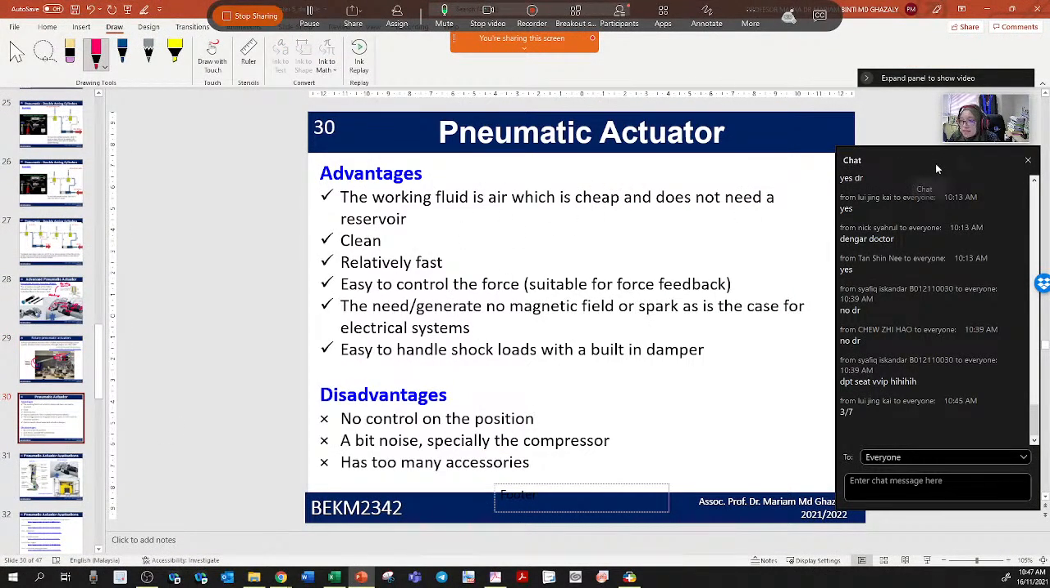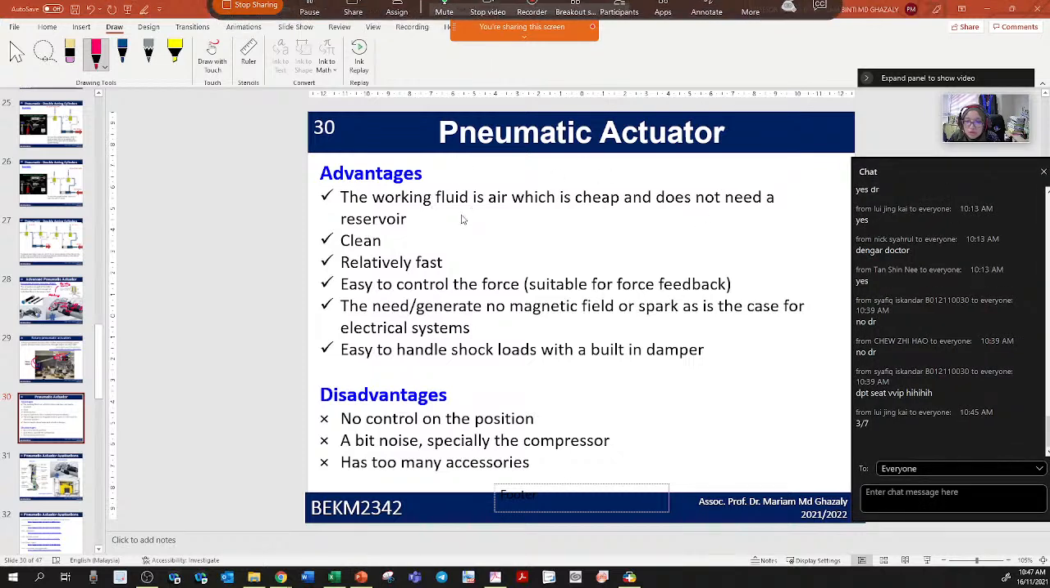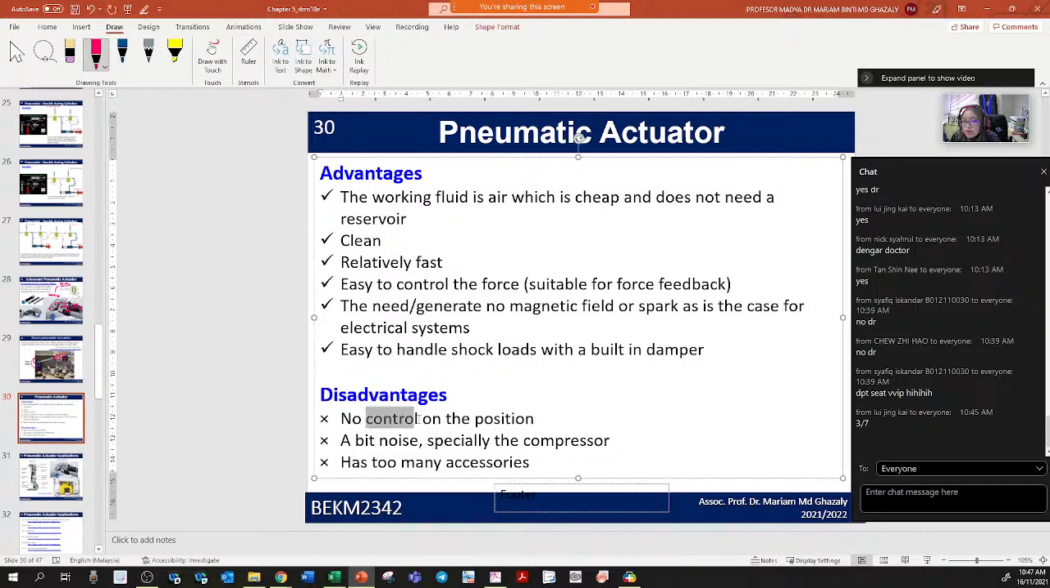And this one is just a simple thing. You can go to that. The advantage of pneumatic, as mentioned, is that it's much cheaper than fluid, clean, and relatively faster than hydraulic. And the disadvantage is that, for example, like this one, you say that there is no control of position.